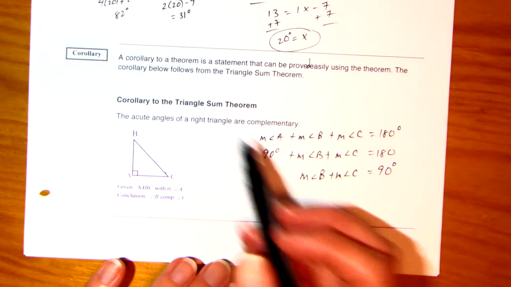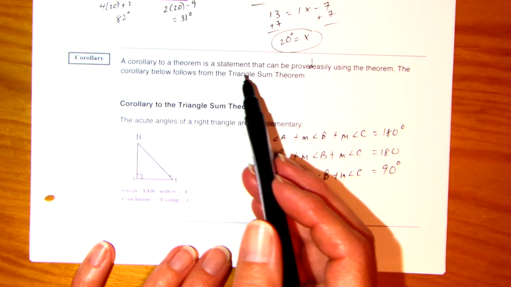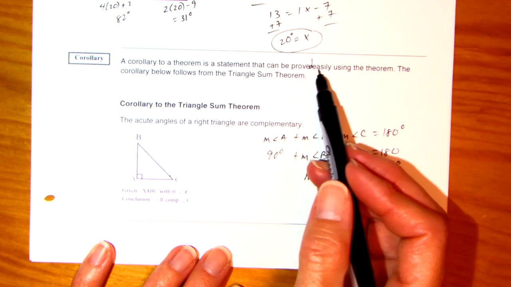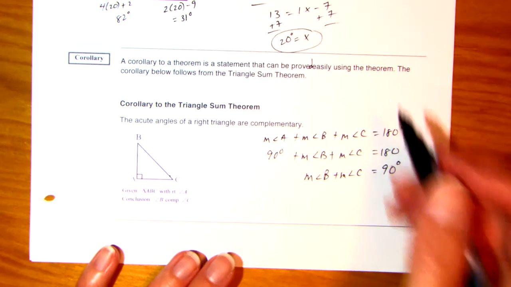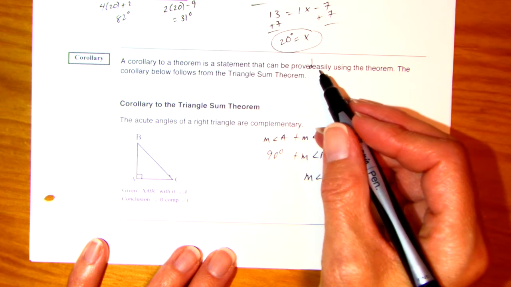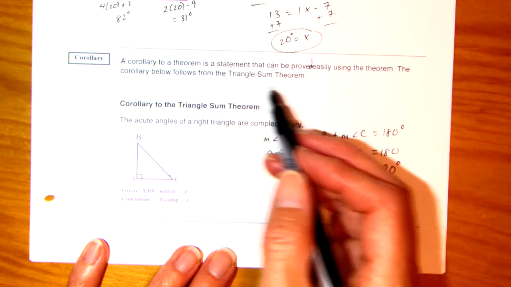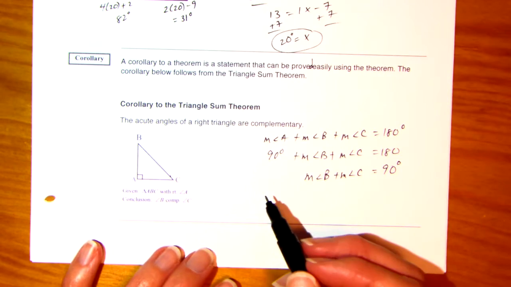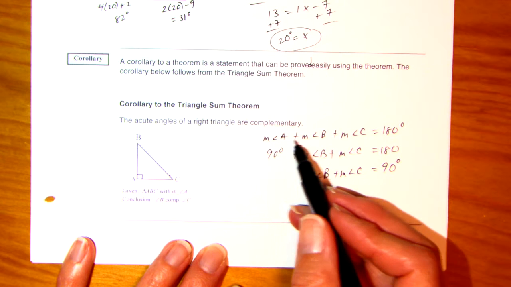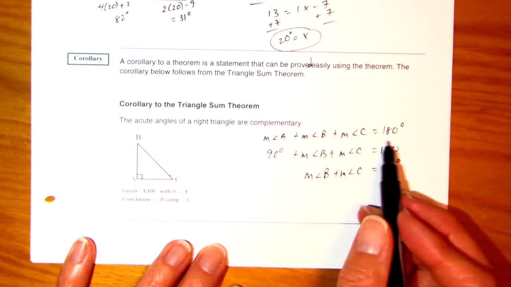All right? Corollary. A corollary to a theorem is a statement that can be proved easily, using a theorem. So the corollary below follows the triangle sum theorem. Remember what the triangle sum theorem says: the measure of angle A plus the measure of angle B plus the measure of angle C equals 180.